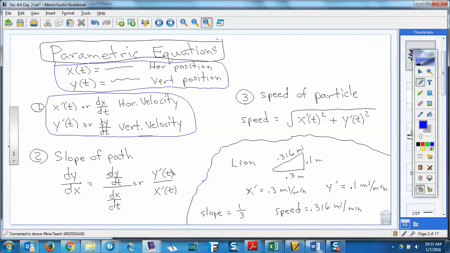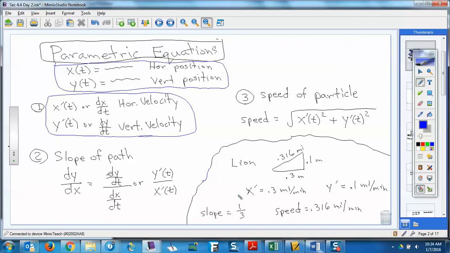What if just Y prime is 0? That's what we just got done doing, right? What happens if Y prime is 0 but not X prime? The slope is 0. It stops going up, but it might be going horizontal. That slope is 0.